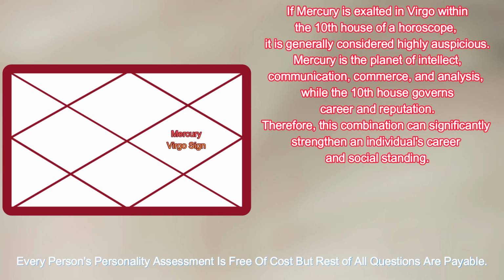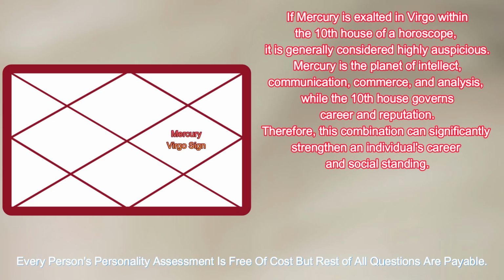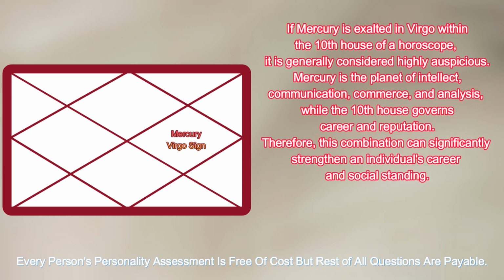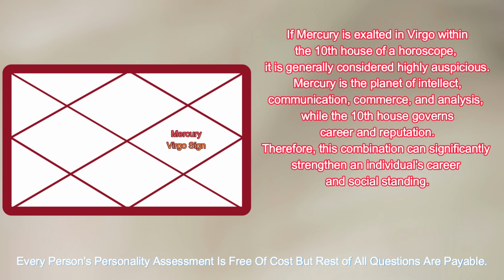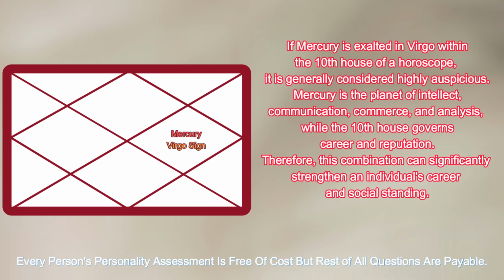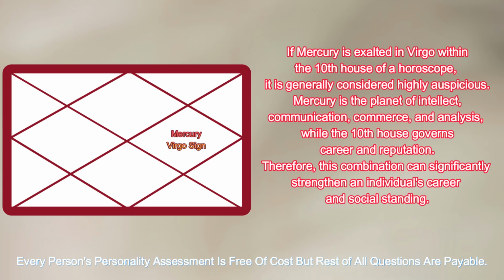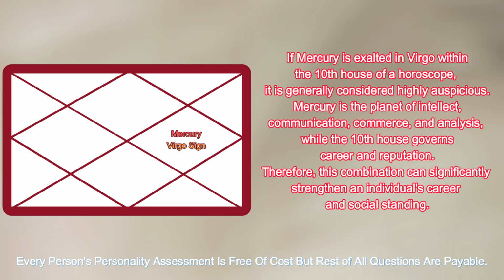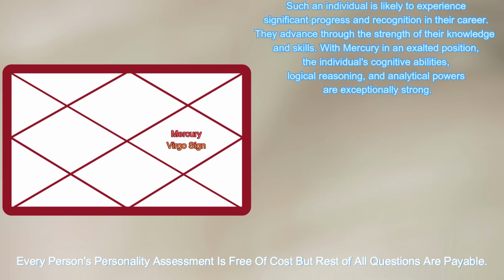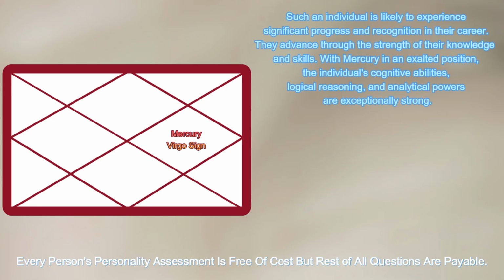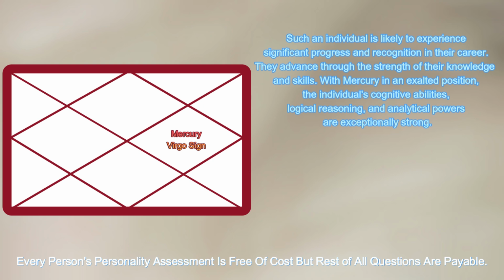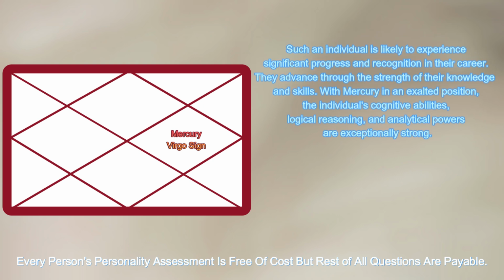If Mercury is exalted in Virgo within the 10th house of a horoscope, it is generally considered highly auspicious. Mercury is the planet of intellect, communication, commerce, and analysis, while the 10th house governs career and reputation. Therefore, this combination can significantly strengthen an individual's career and social standing. Such an individual is likely to experience significant progress and recognition in their career. They advance through the strength of their knowledge and skills.